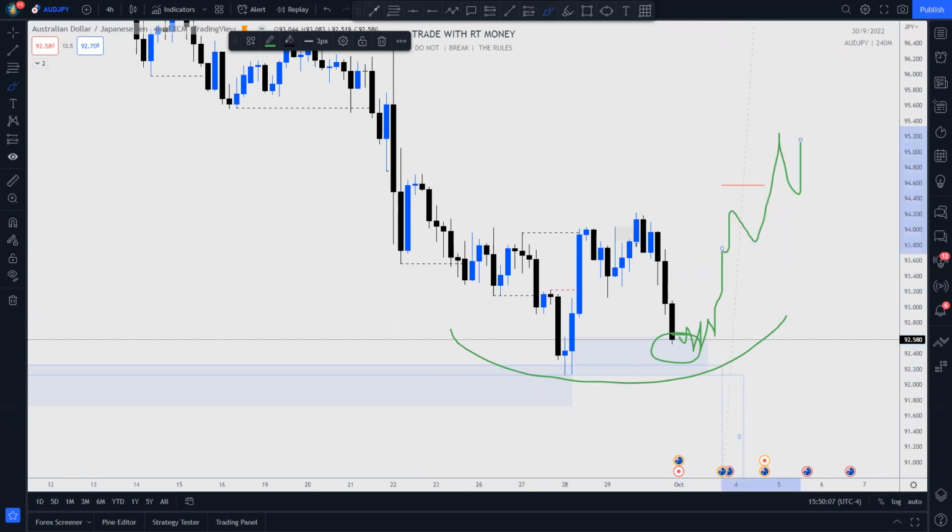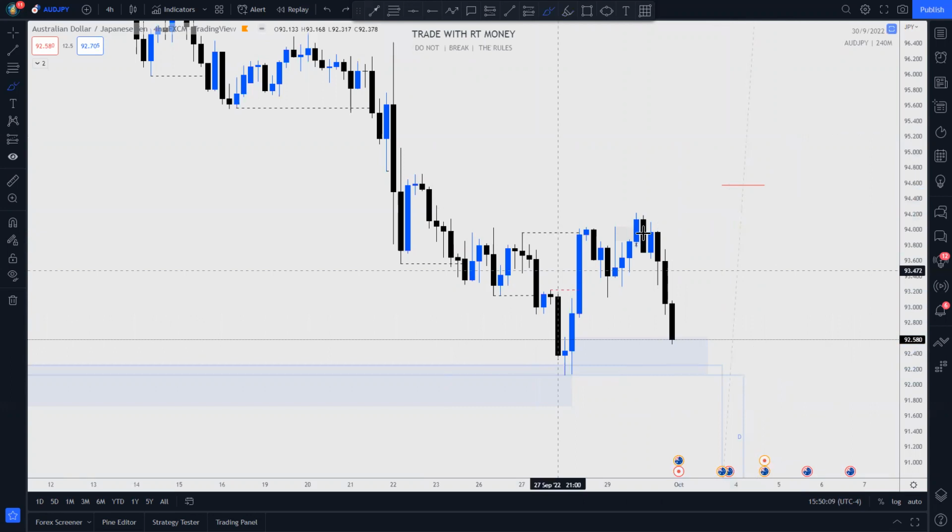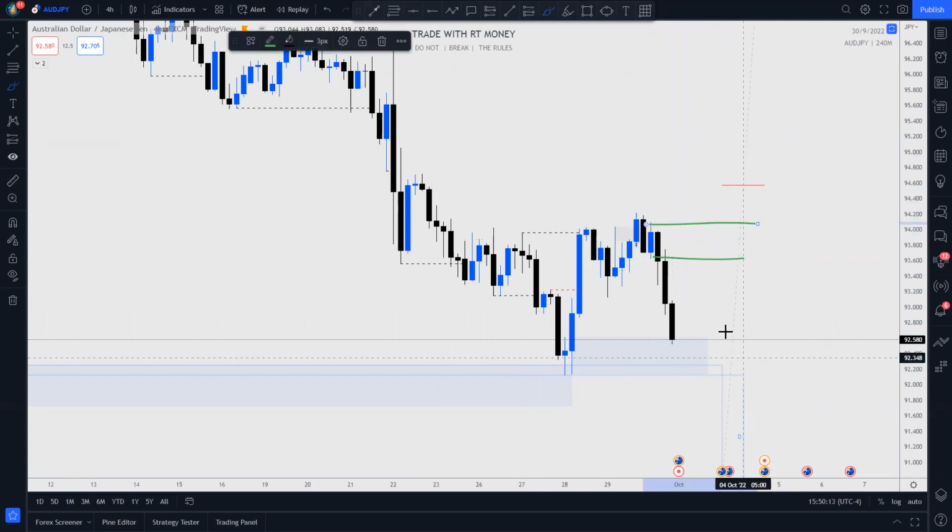Now, what the headwinds are here: we need price to break this supply zone, because there's a supply zone here.